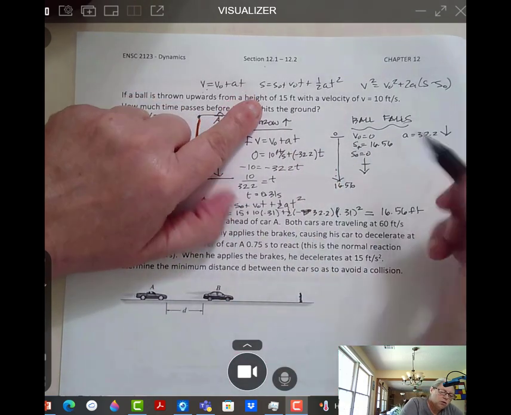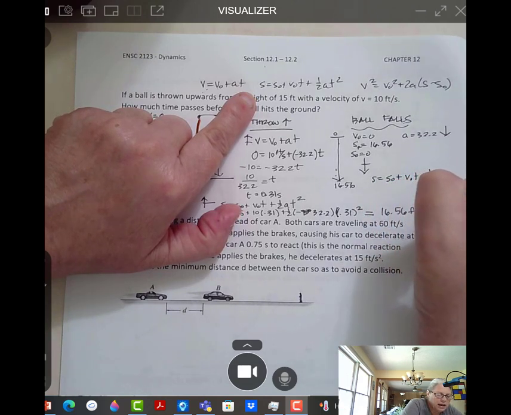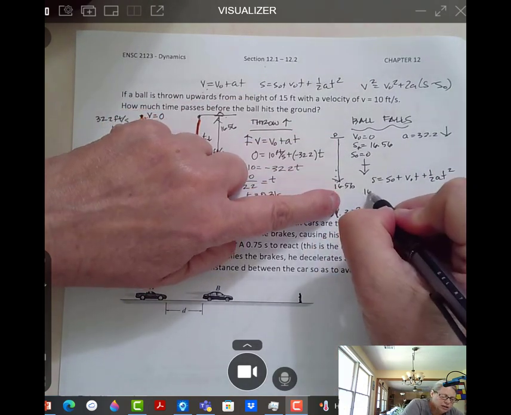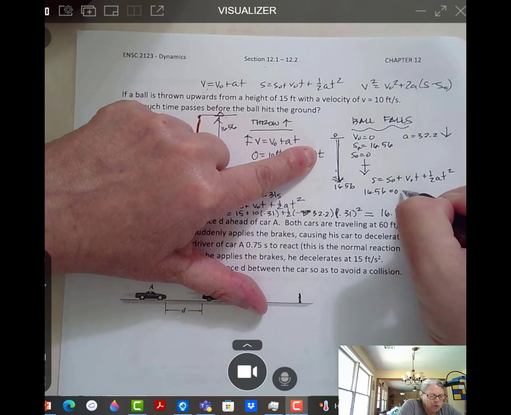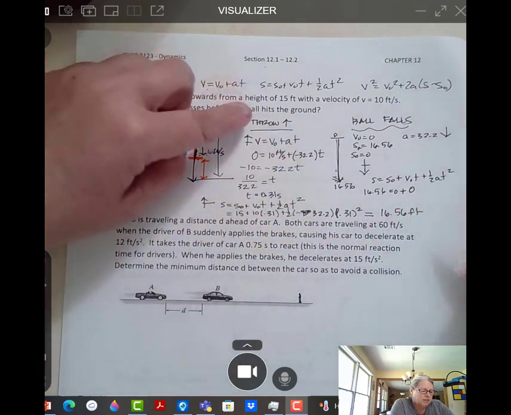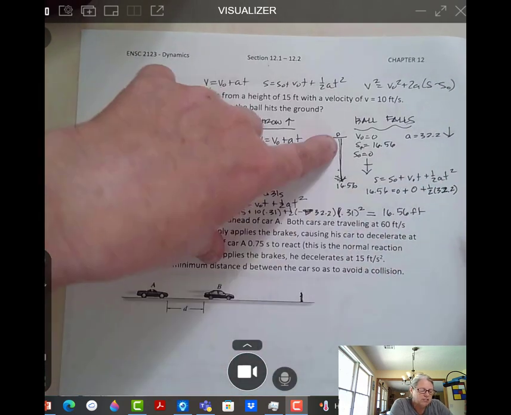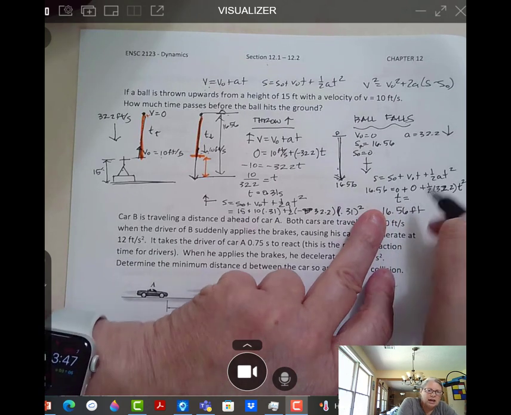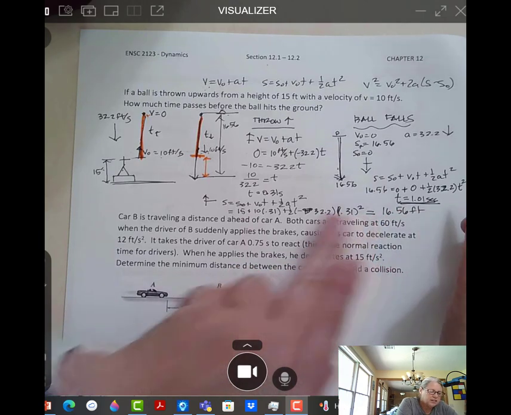to move. So we have S equals S naught plus V naught T plus 1/2 AT squared. And if this is 0, my final position is 16.56. It's positive because I'm calling down as positive, equals 0 plus my initial velocity at the top, which is 0, plus 1/2 times 32.2. Again, this is positive because I'm calling down positive, time squared. And if I do that calculation, I get that my time is 1.01 seconds. So that's the time down.